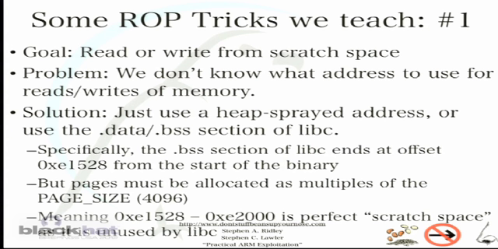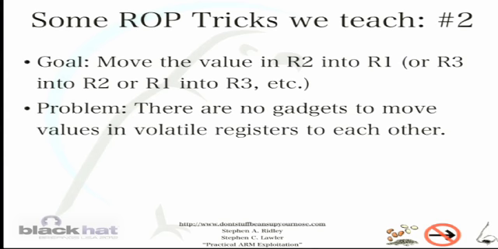You know its BSS or its data is 0xE1528 bytes long, but the OS can't just allocate 0xE1528 bytes worth of virtual memory. It's always at least a page. So you know you have however many bytes that is, 0xE2000 minus 0xE1528, and you can do whatever you want there. No one will touch that. You don't have to worry about accidentally trashing a global variable or some critical region of the heap and crashing the process during your ROP. Yeah, that's a really useful trick. So that's one trick we teach.